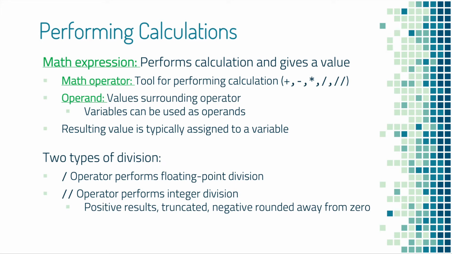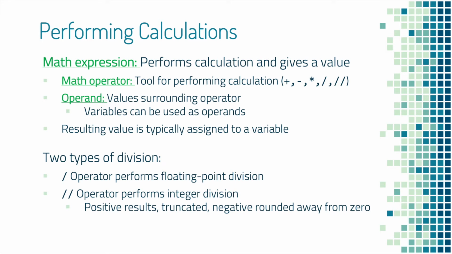Now, with these, we have our math operators and we have our operands. So if we want to do 2 plus 2, the two different 2's that we have, or 2 plus 3, the 2 and the 3, are our operands. The math operators in the middle, and the results are usually assigned to some type of variable.